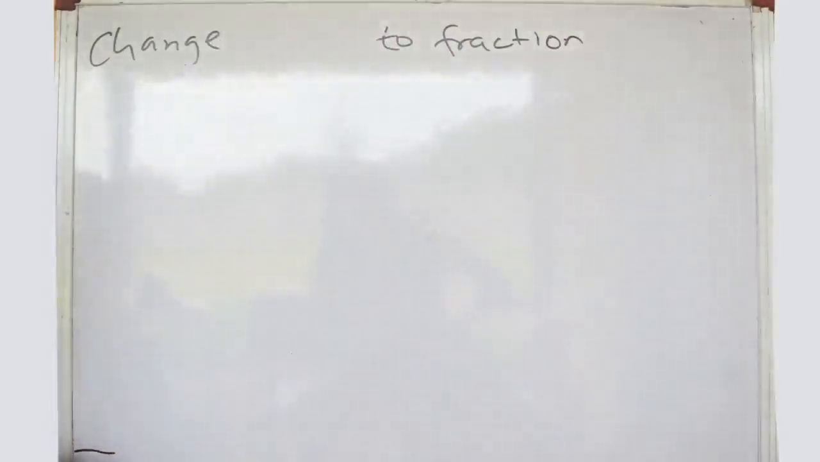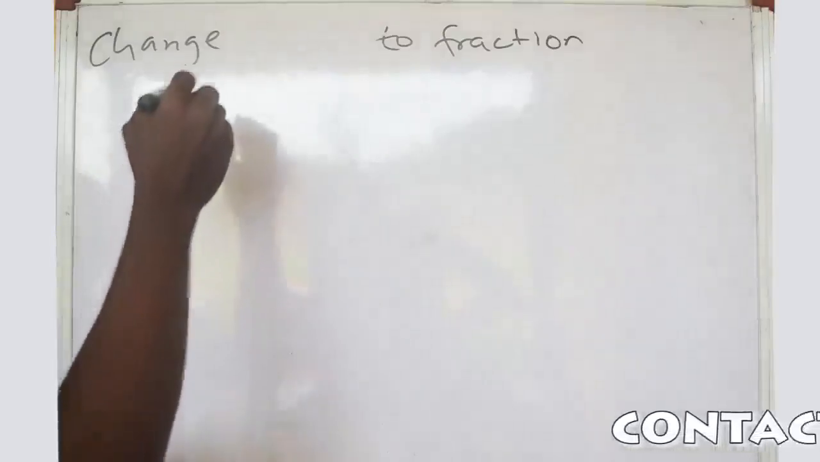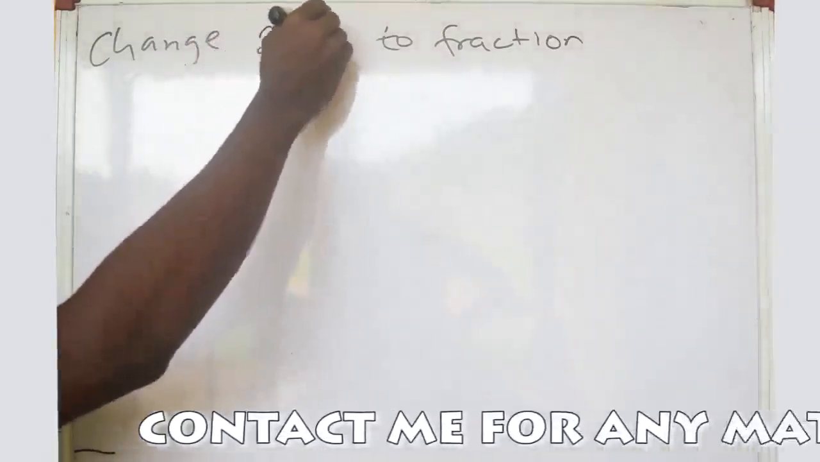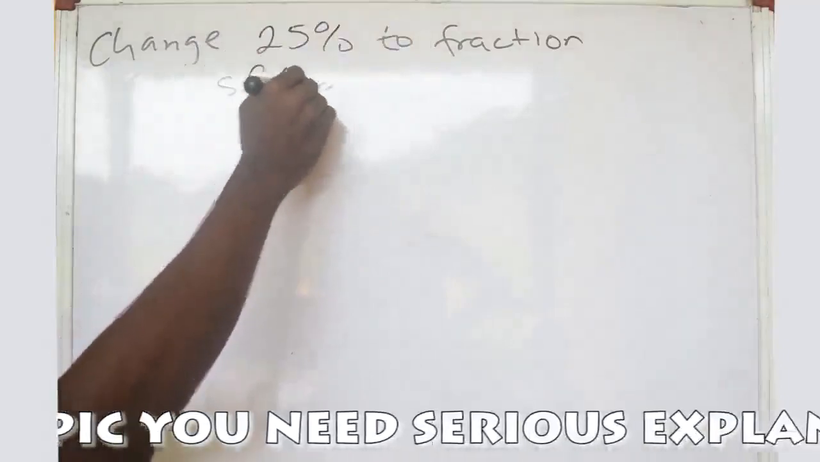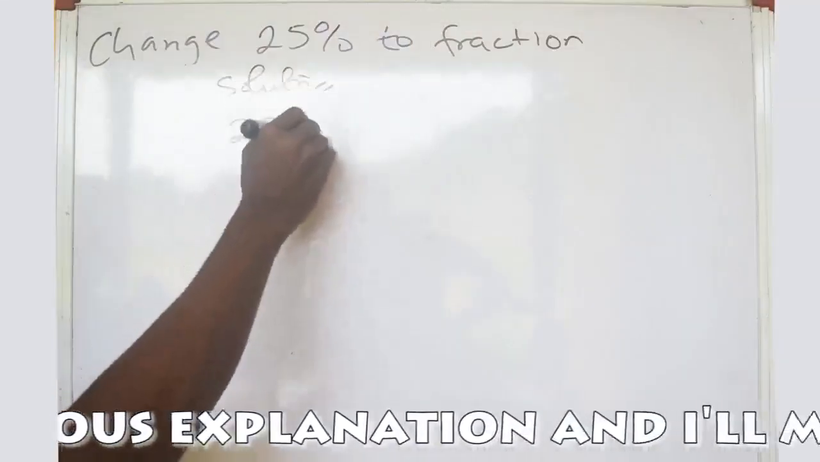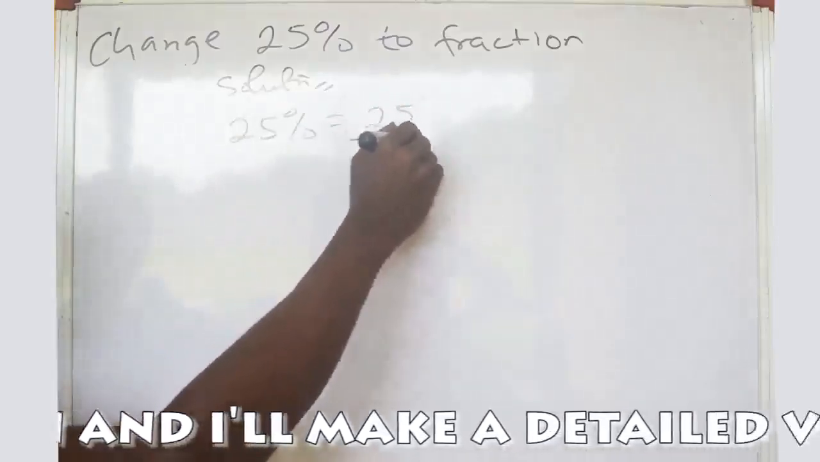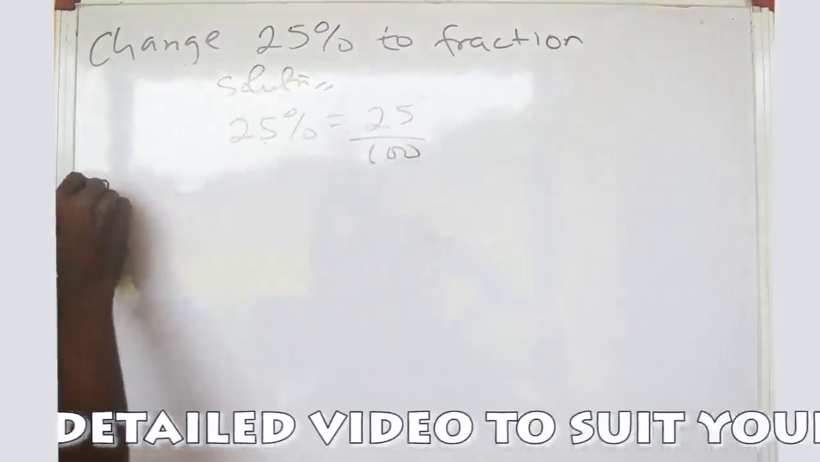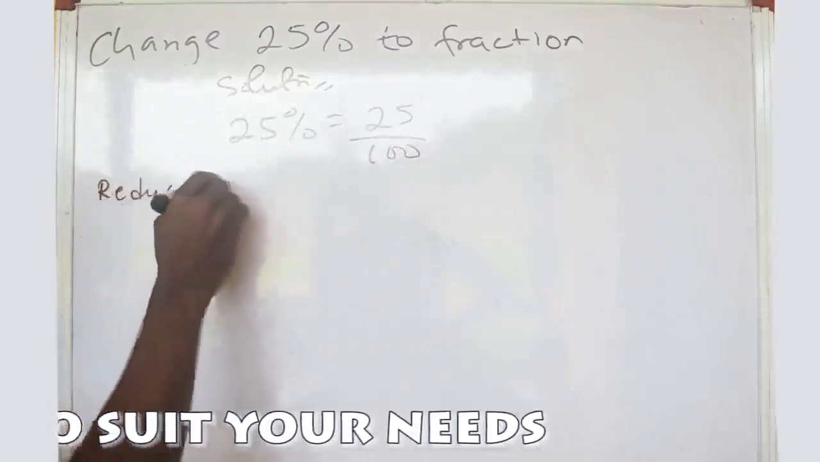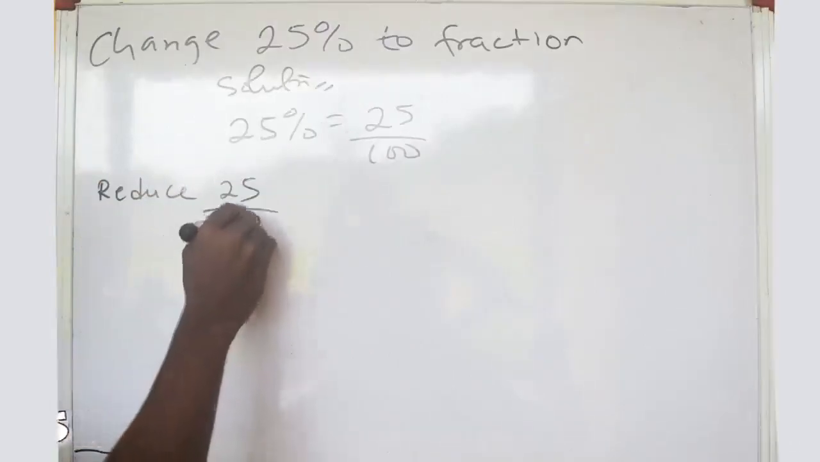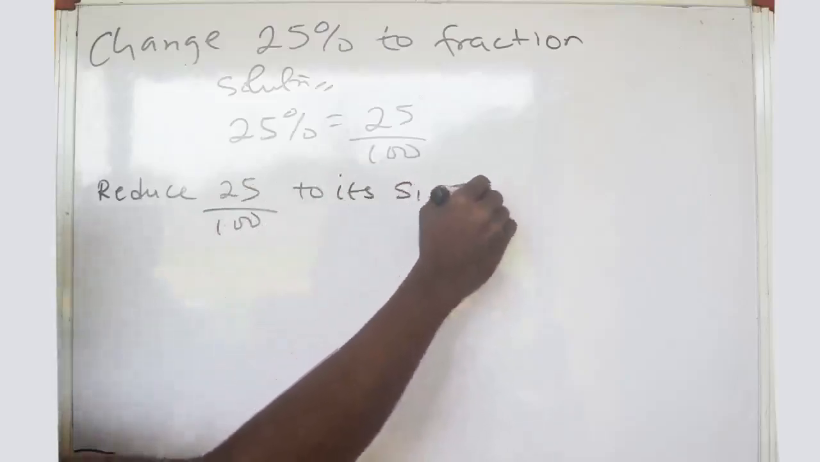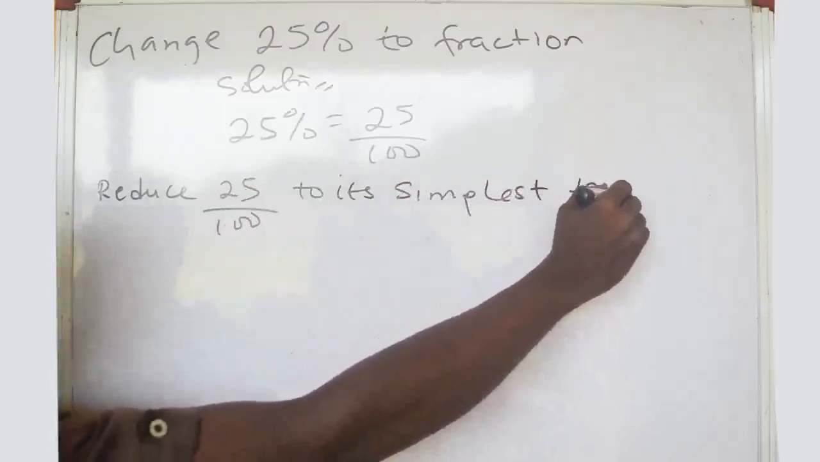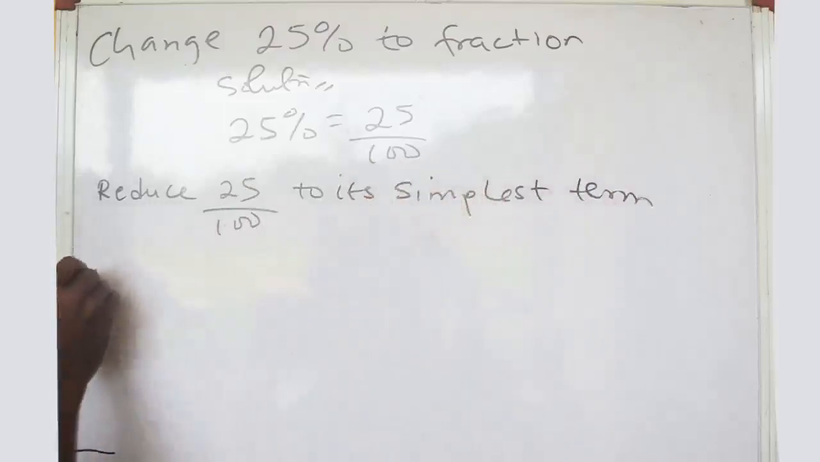Okay, so supposing I give you this, what happens? 25% to fraction. See the same thing. Our solution, 25% will be 25 all over 100. See the same thing. Say reduce 25 over 100 to its lowest term. Okay, I can say to its simplest term here. See the same thing. Nothing changes.